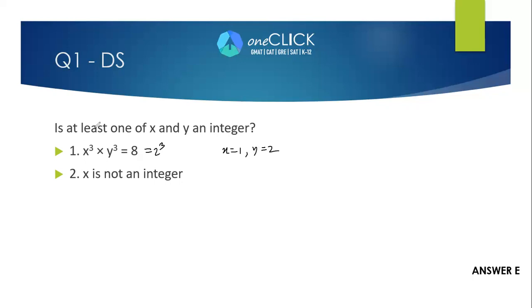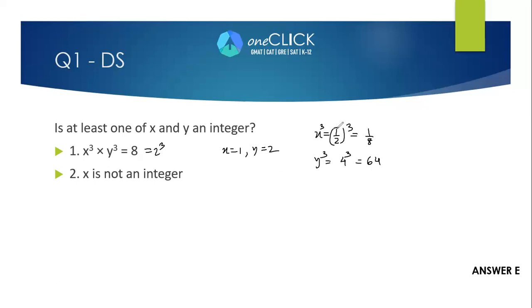But that's not necessary, right? It could be that both of them are fractions. For example, you can have x is half, whose cube is 1 over 8, maybe. And y could be, let's say, 4. Y cubed is therefore 64. So you can have this sort of situation. One of them is an integer, the other is a fraction. And it might so happen that both of them are fractions.